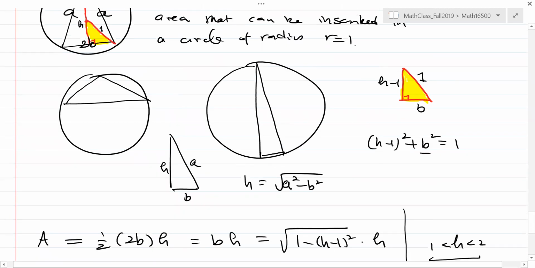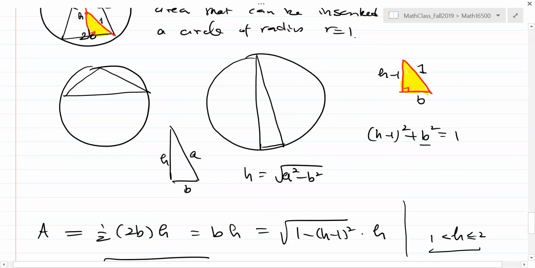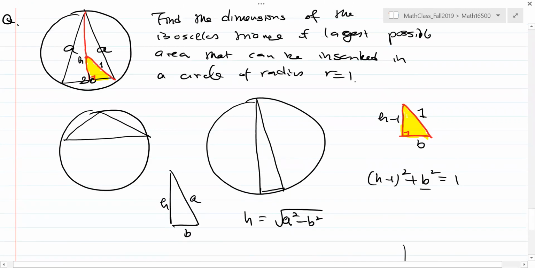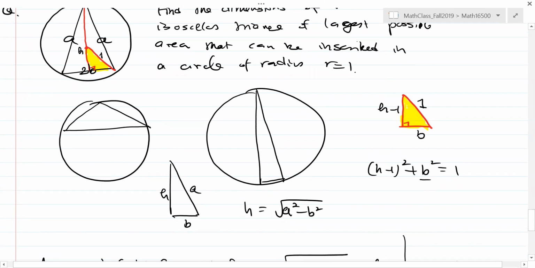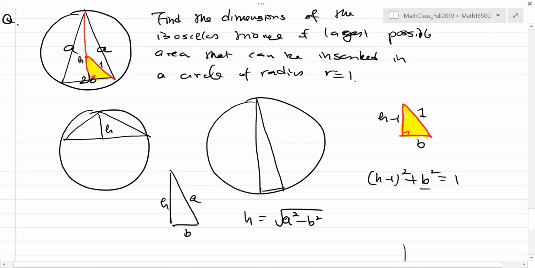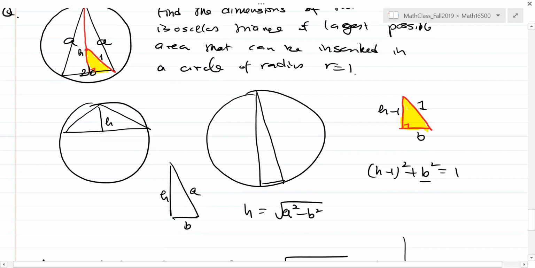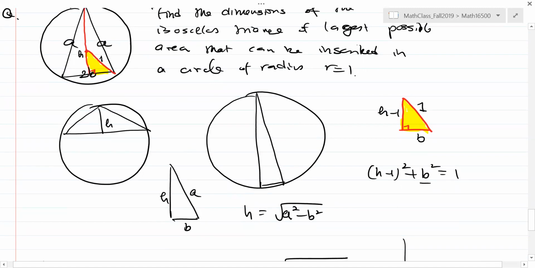So that means, what is the largest possible value for h? The largest possible value for h is 2, when the isosceles triangle shrinks to one line, the height is 2. The smallest possible value for h, h could be less than 1. If h is less than 1, how can I get the triangle? I assumed h is greater than 1 so you get the drawing.